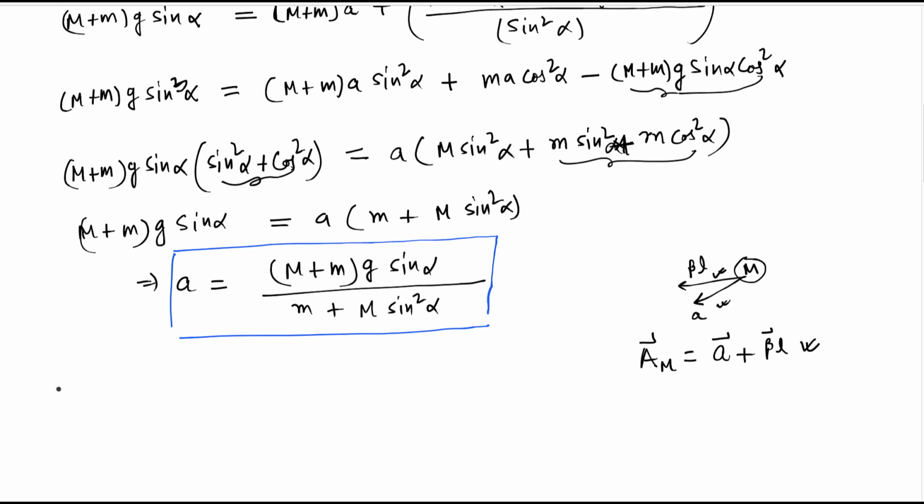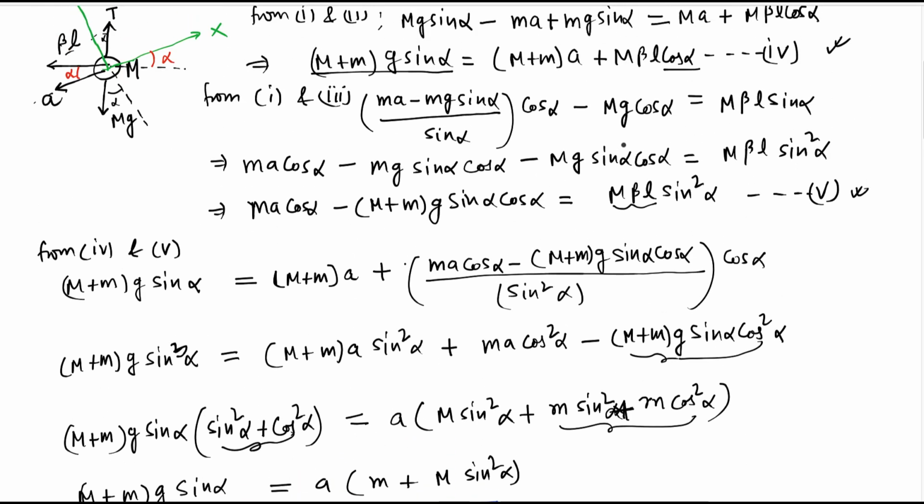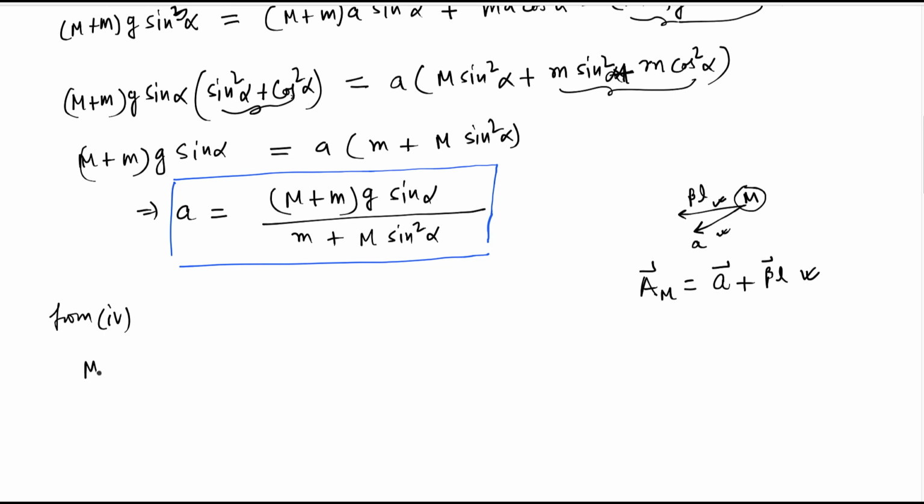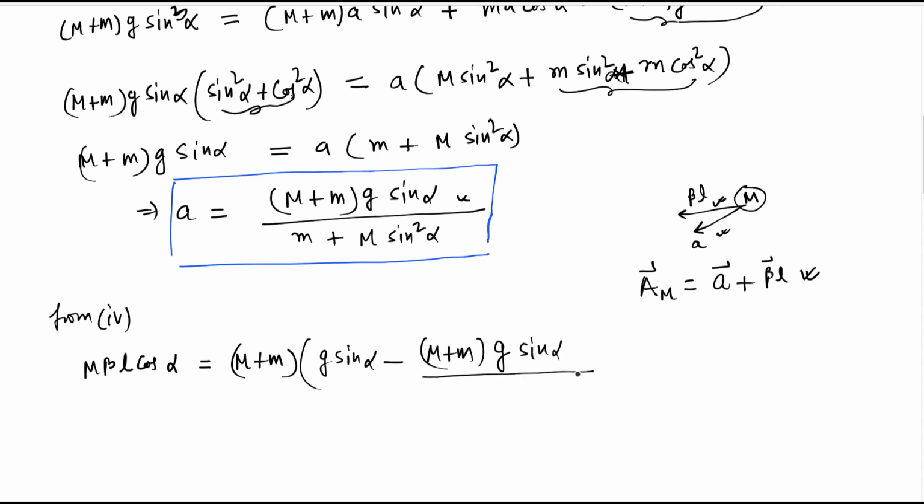So we'll take it from equation 4. We can pick equation 5 also, it doesn't matter. But if we take that one, then we already got m beta L cos alpha equal to (m plus m) g sine alpha minus, instead of A we can just replace with this one, (m plus m) g sine alpha divided by m plus m sine square alpha.